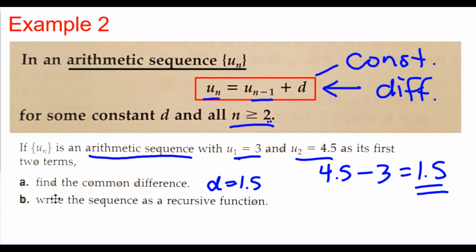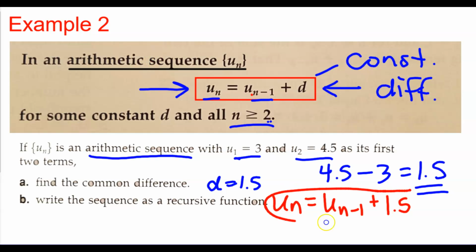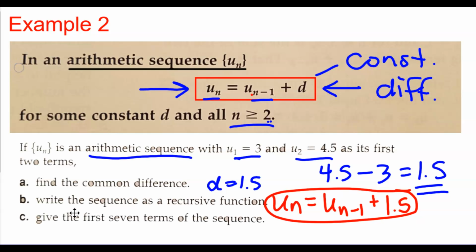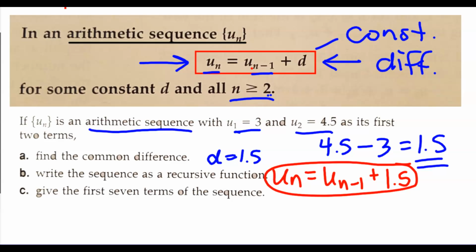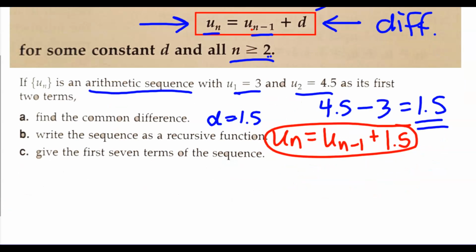Next, can you write the sequence as a recursive function? Well, we have this recursive function right in front of us. All we have to do is plug in the numbers. U of n is equal to u of n minus 1 plus the common difference, 1.5. That's the recursive function. And then the last question, can you find the first 7 terms of the sequence?